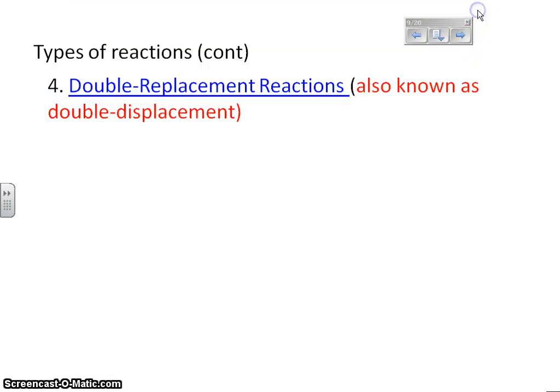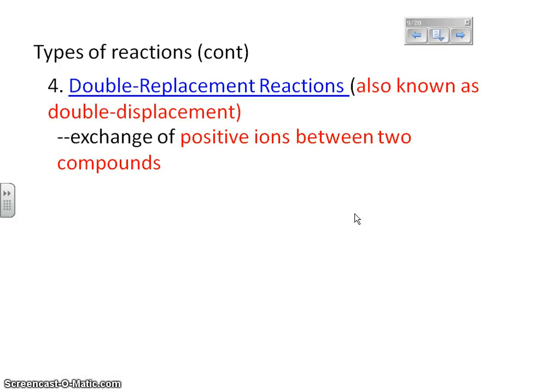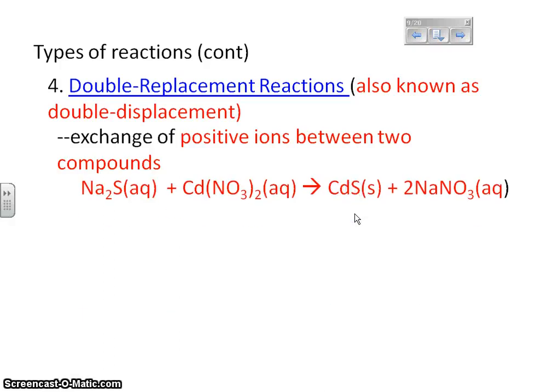So, a double replacement reaction is an exchange of positive ions between the 2 compounds. Now, remember, we used the crisscross applesauce method. That's where you figure out the oxidation number of the anions and cations, and then you crisscross, and that will tell you how many of each you need.